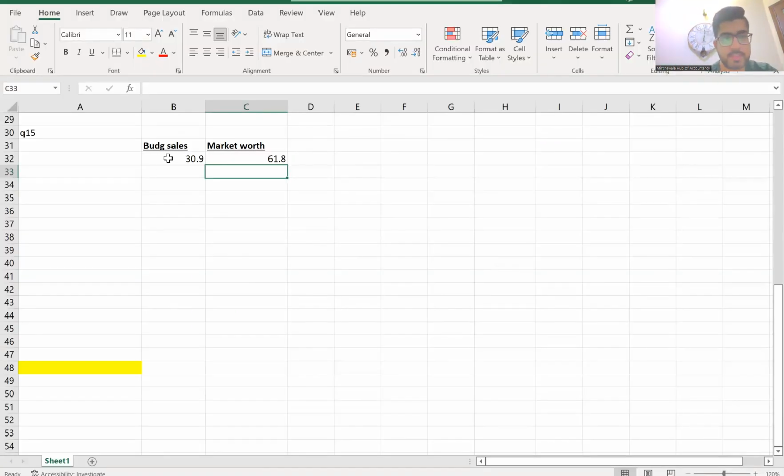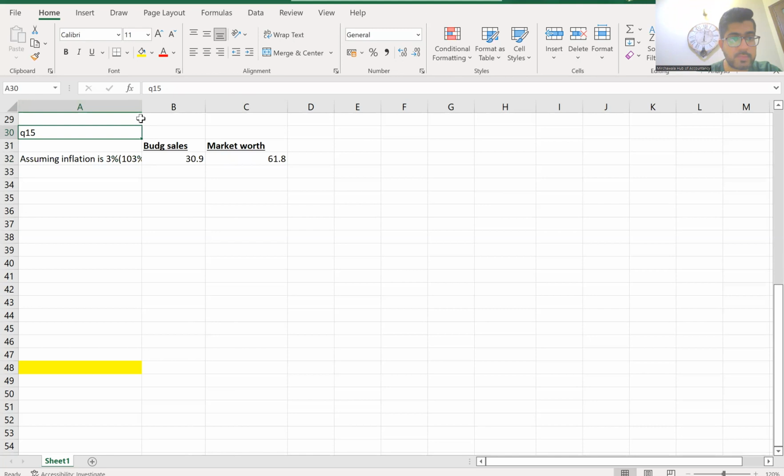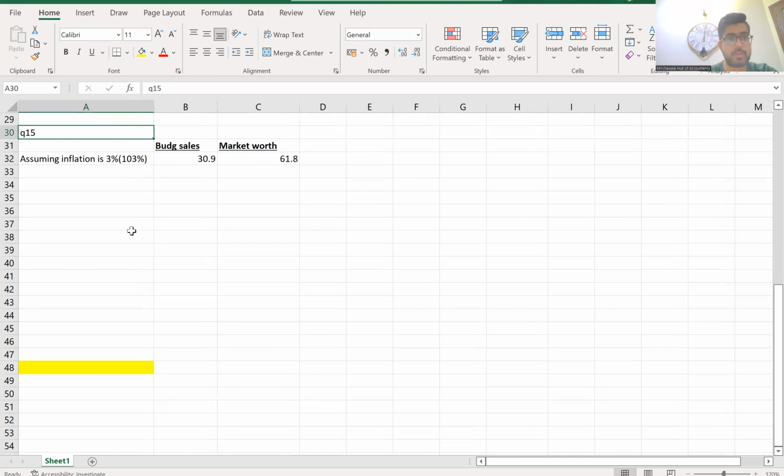So company made a budget assuming inflation is 3%. Budgeted sales 30.9, market was 61.8, but this budget was made assuming inflation is 3%. That means both these budgets were made at 103%, right? Both these budgets were made at 103% because you assume that inflation is 3% and you made two budgets, sales 30.9 million, market 61.8 million, assuming inflation is 3%. That means these budgets were made assuming 103%.